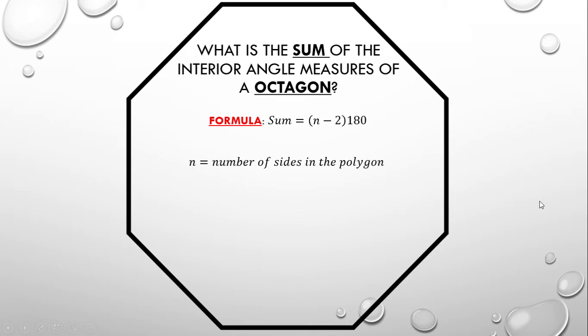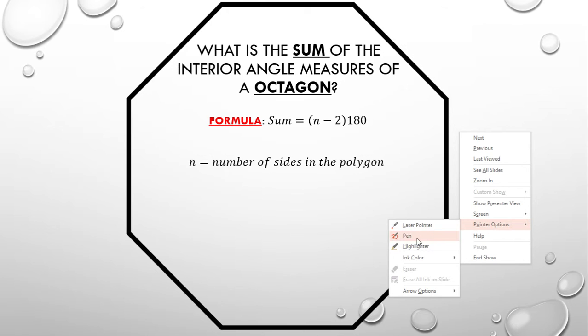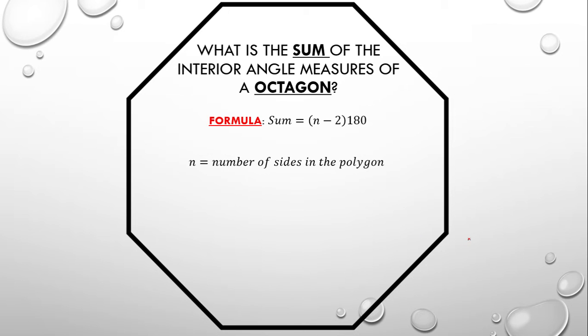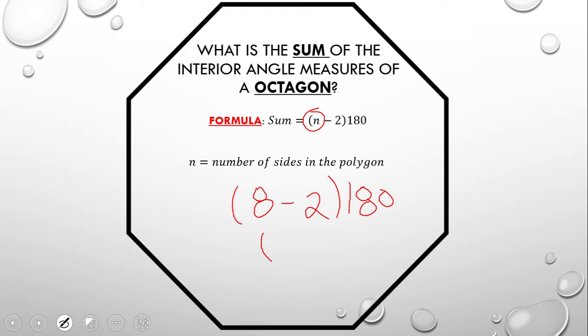Okay, let's try this one together. Now I'd like you to find the sum of the interior angle measures of an octagon. As you can see from the picture, you can count them up. An octagon has 8 sides, and we're going to have to use that formula again. One more time, n stands for the number of sides in any polygon. So let me go ahead and get out my pointer here. Let's plug in 8 right here. So we're going to have 8, since we have 8 sides, minus 2, times 180. We have to do PEMDAS, parentheses first. 8 minus 2, that's 6.